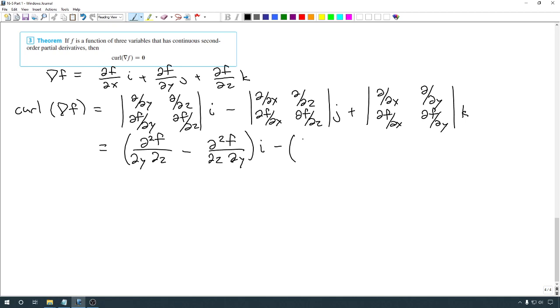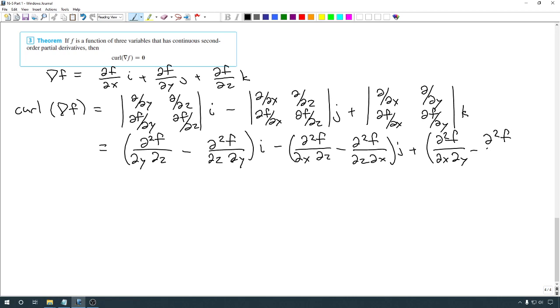Same kind of thing here. We have the second derivative of f with respect to z and then x, minus the second derivative of f with respect to x and then z. And finally, we have the second derivative of f with respect to y and then x, minus the second derivative of f with respect to x and then y. But since we are assuming that the second derivatives are continuous, we have Clairaut's theorem.